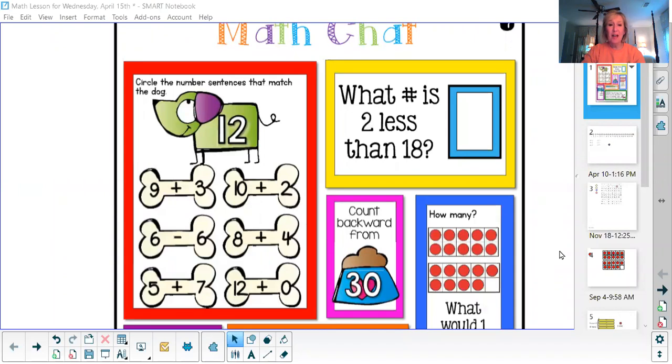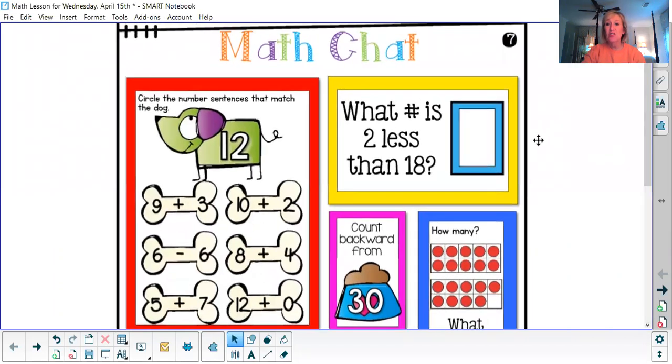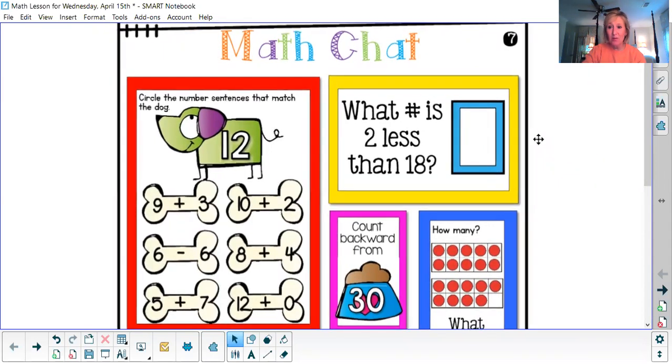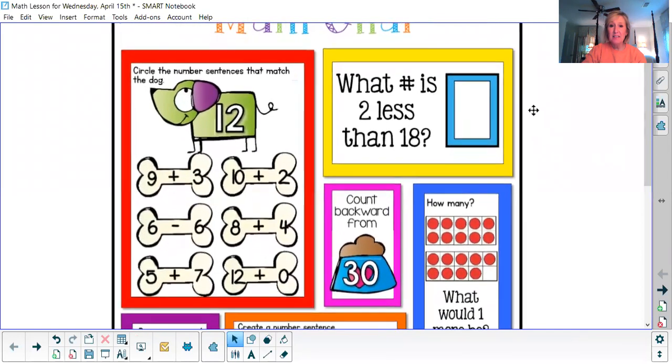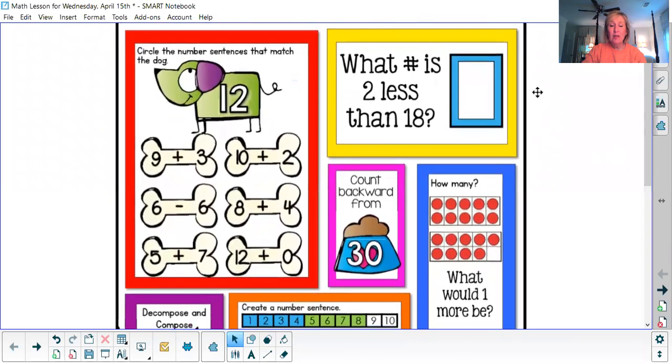And we're going to first look at this. Oh, by the way, we're on math chat number 7, so you can get out math chat number 7. I'll give you a minute to do that. In this first box here, I see a dog and he has a number on him. What number is that? Yeah, 12, number 12.